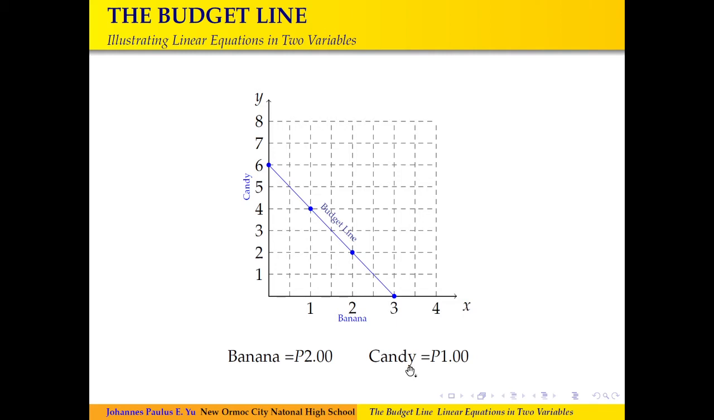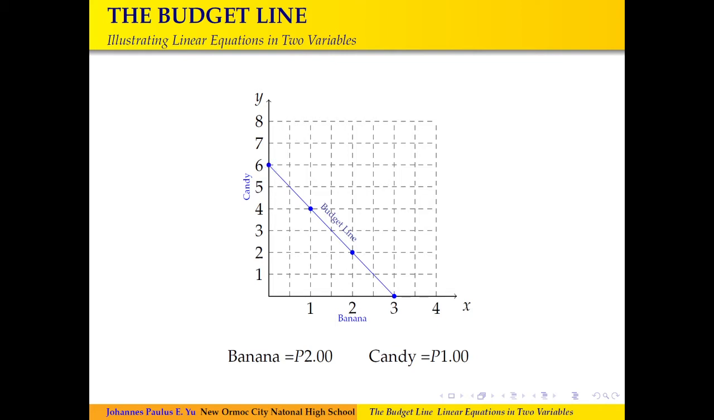Now, the second is the limited income. Where is the limited income? In the graphical representation, you will see the extremes. On the y-axis, you will see 6, and on the x-axis, you will see 3. Here, the student bought only 6 pieces of candy and no banana. On the other hand, the student bought 3 bananas without buying candy. Those are the extremes.